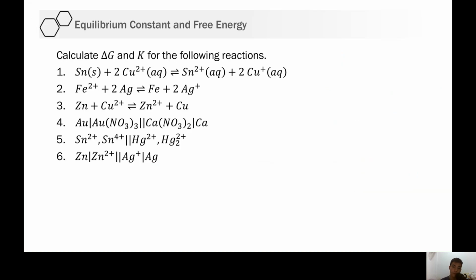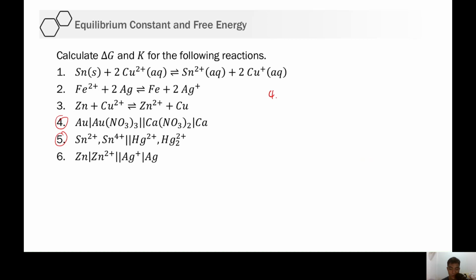So I will answer just a few of these questions. I actually uploaded the answers for this in the worksheet, but let me explain how to solve some of them, especially this item here, and maybe this item here. I'm going to solve for their delta G and K. So let's get started.